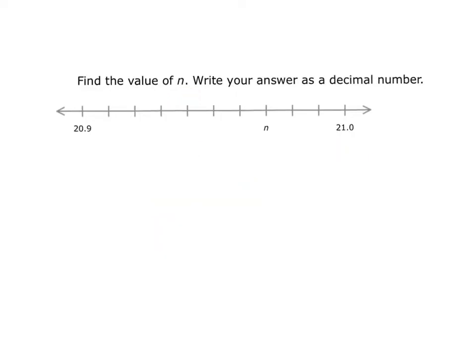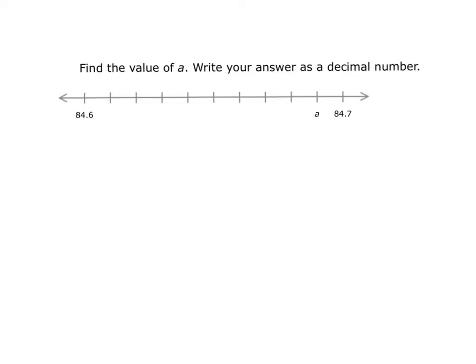Let's quickly work through this one to find the value of n. I have 20.9, so 20.91, 20.92, 20.93, 20.94, 20.95, 20.96, 20.97.